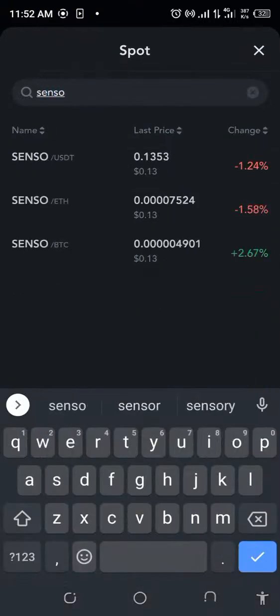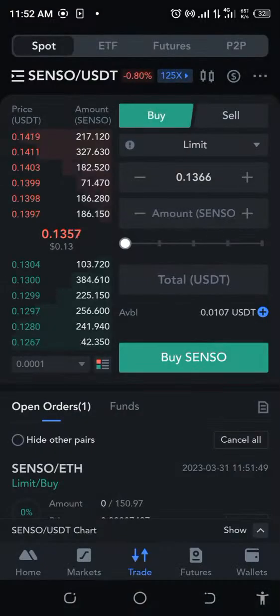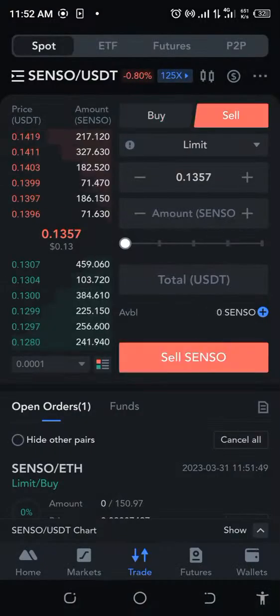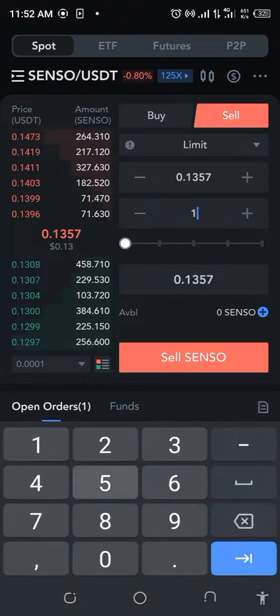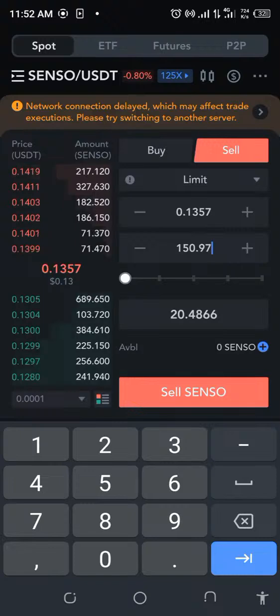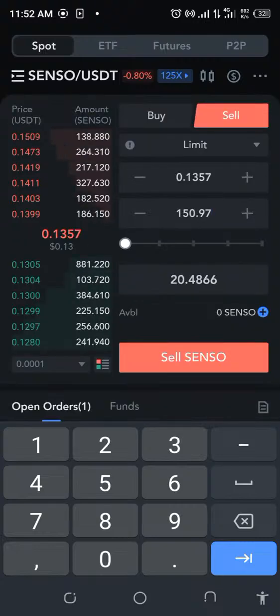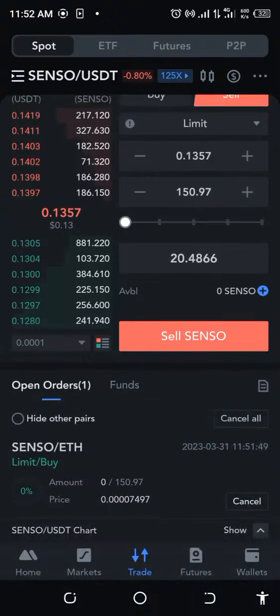Okay, Senso USDT. Let's see if we sell this, what would we make? That was 150.97. Whoops, we're gonna make 20.48. Yikes. Nothing really interesting, right? But anyways, it's still profit. At least we started out with 20.32, so it's still profit. Let's try and see. All right then, I'll come back with the results.